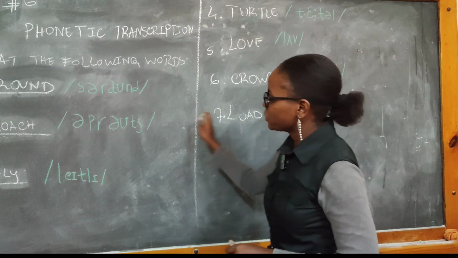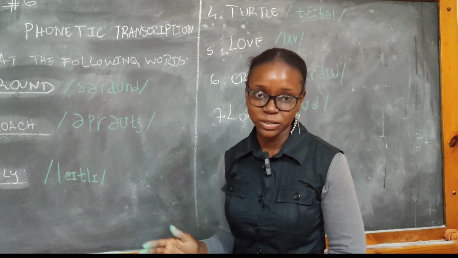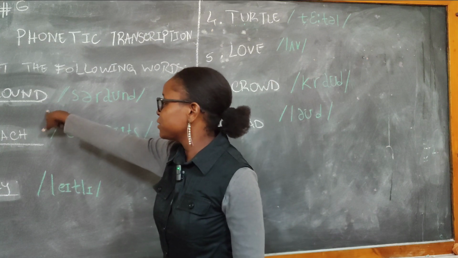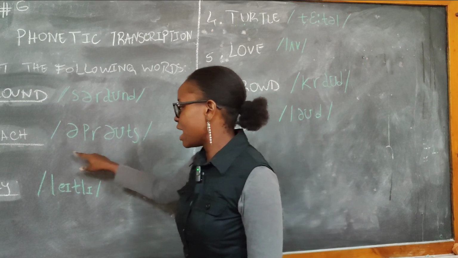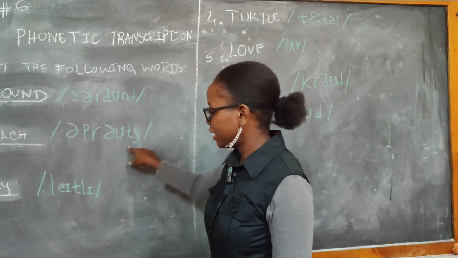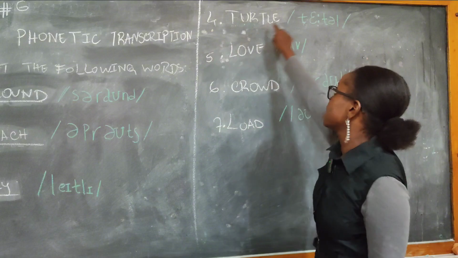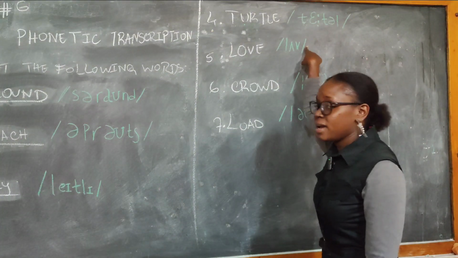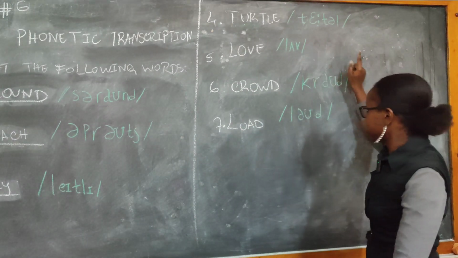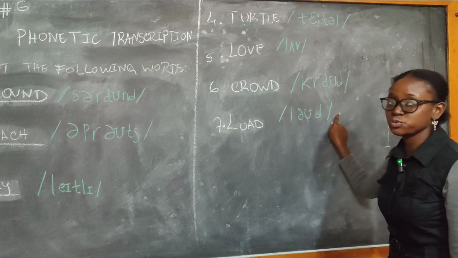So having transcribed all of them, let's now recall how we pronounce each one of them. First, surround. Next, approach. Next, lately. After that, turtle. And then love. Next, crowd. And finally, load.